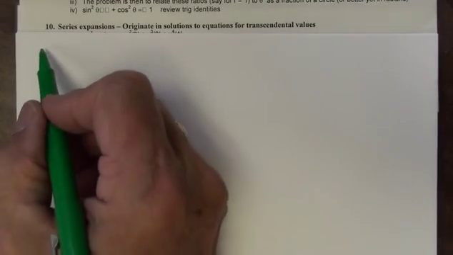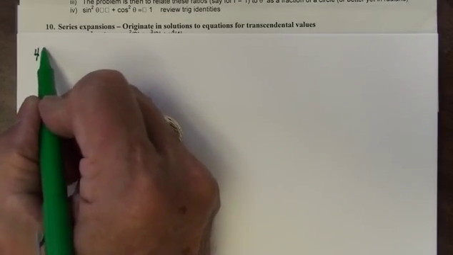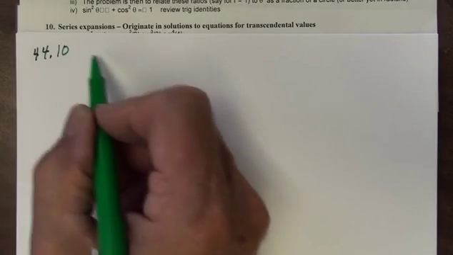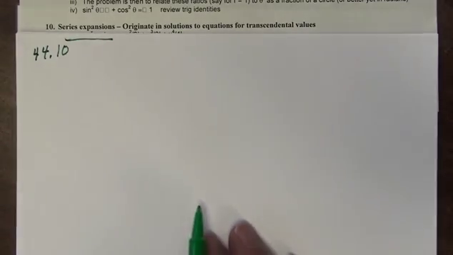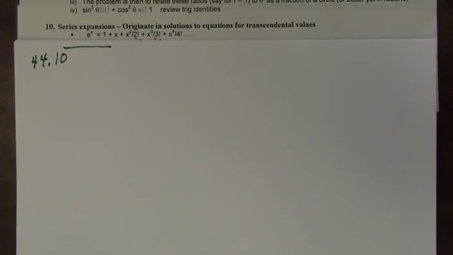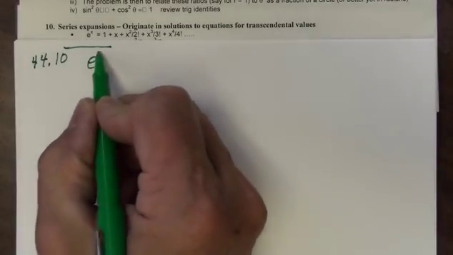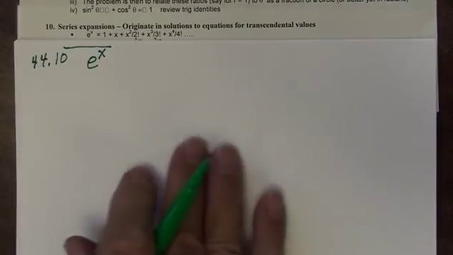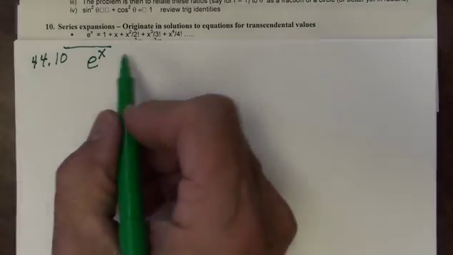This next section of the appendix 44.10 is on series expansions. And here we really get to see how we express certain types of values as infinite series. The most important of all the series expansions is e to the x, and you have to memorize all of the things that I'm getting ready to tell you.